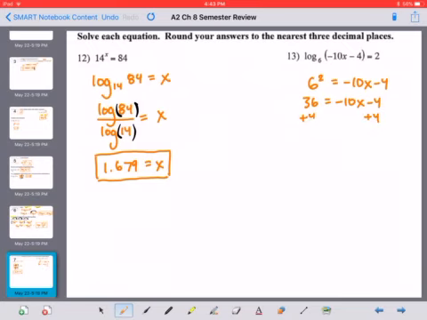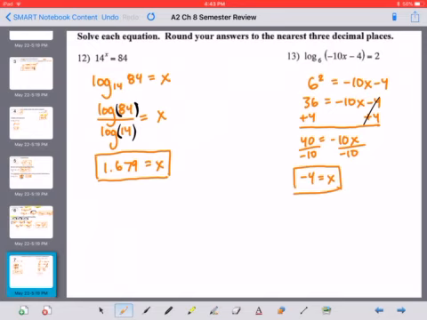Go ahead and add the 4 to both sides. These will cancel. End up with 40 equals negative 10x. And if we divide by negative 10, 40 divided by negative 10 gives us negative 4 for our answer.